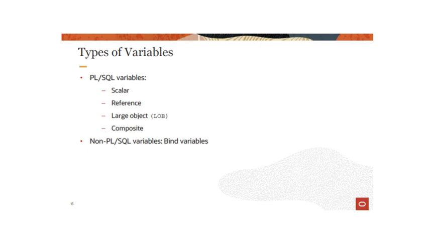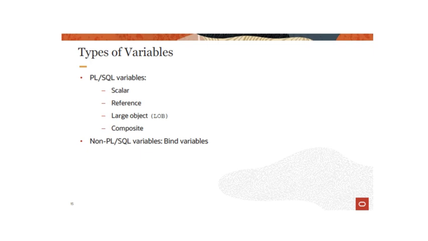For example, VARCHAR2 is a scalar data type. The v_myname variable in the example in the section titled Declaring and Initializing PL/SQL Variables in this lesson is of type VARCHAR2. Therefore, v_myname can hold a string value.